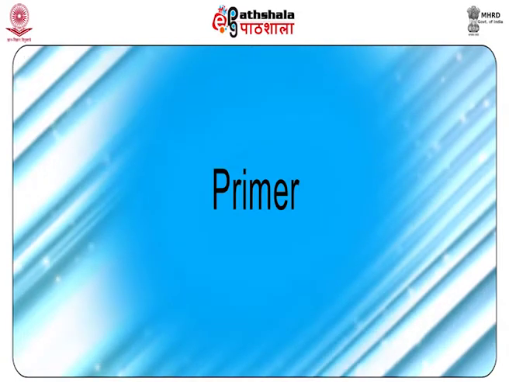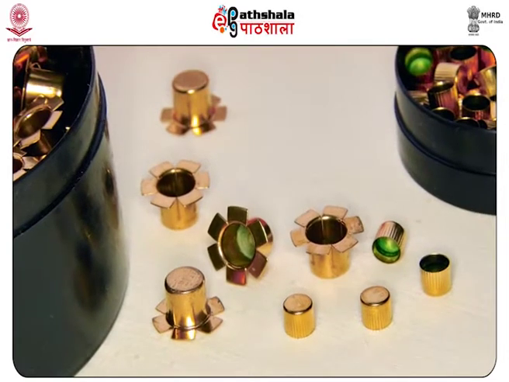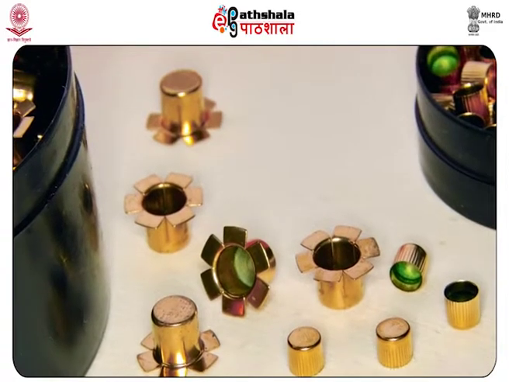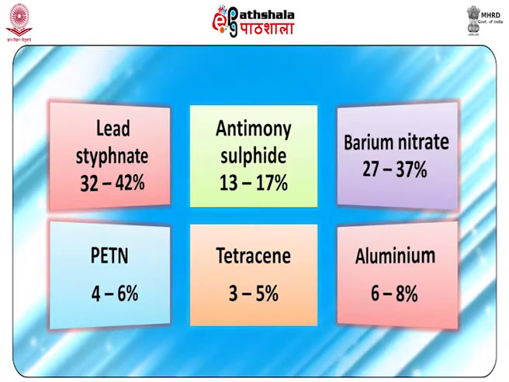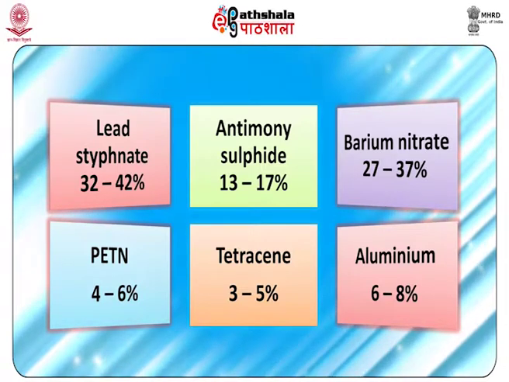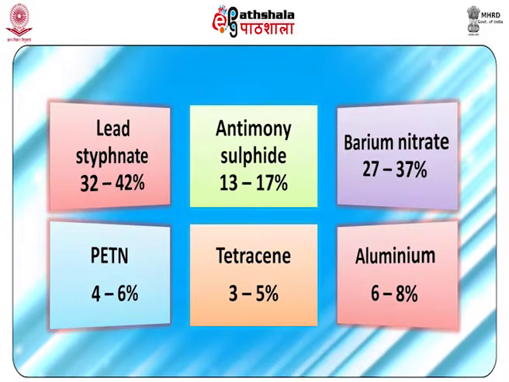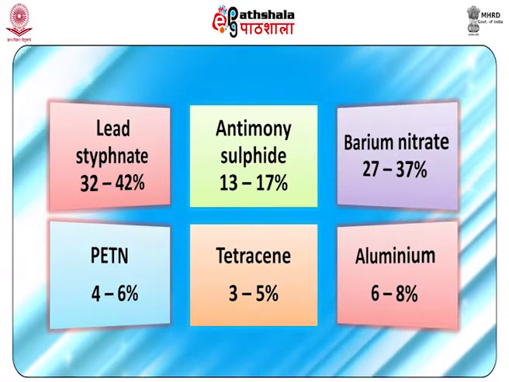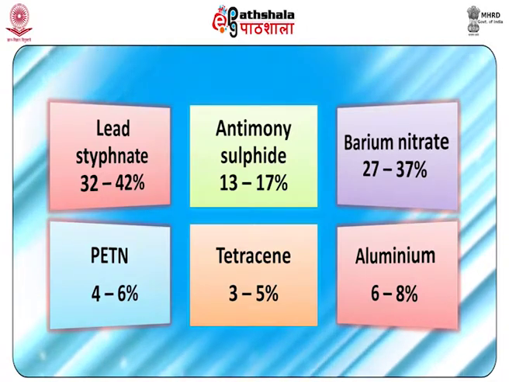Now let me tell you about primer. In the modern primer, mercury fulminate has been replaced. The type of primer being used now in India has the following composition: lead styphnate 32 to 42%, antimony sulfide 13 to 17%, barium nitrate 27 to 37%, PETN 4 to 6%, tetracene 3 to 5%, and aluminium 6 to 8%.